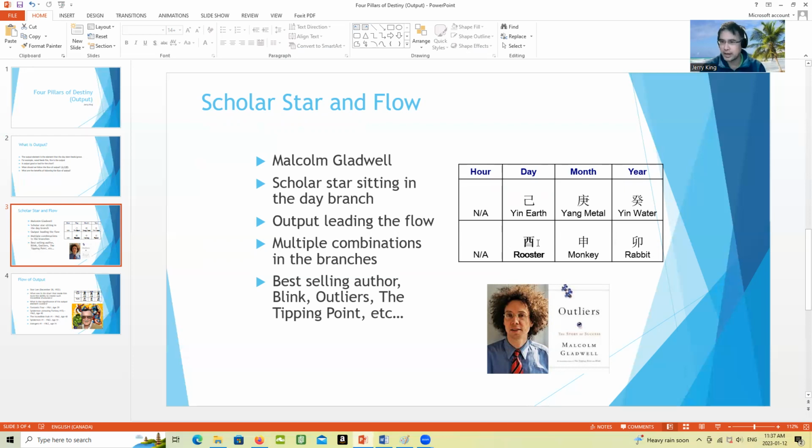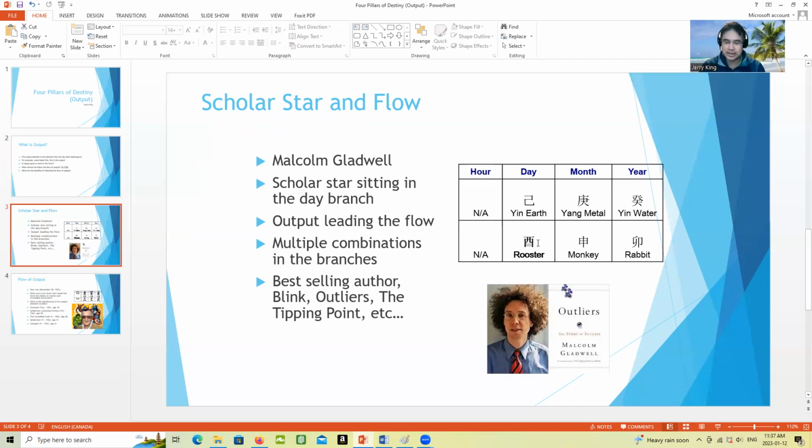And I also mentioned earlier that if your Daymaster is in the reduction season, so earth is being reduced by metal in the autumn, in this case, this satisfies our criteria of a chart that follows the flow of output, right?